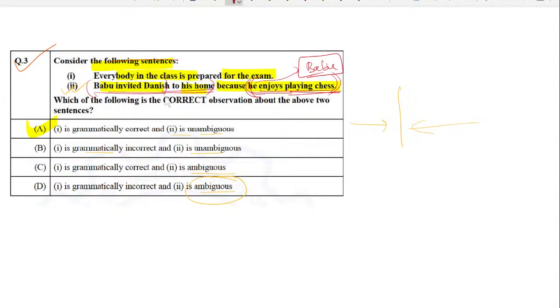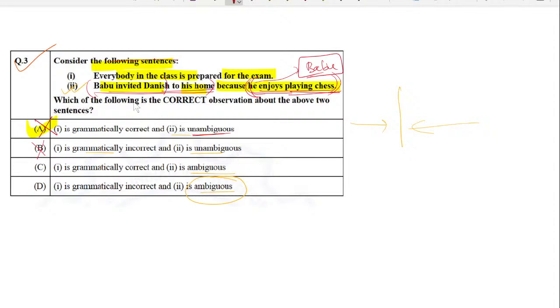Suppose Danish is his friend, but we don't know whether Danish likes to play chess or not, whether Danish can enjoy chess or not. We don't know that here. That is why these two statements carry different meanings. That's why statement 2 is ambiguous. Ambiguous means double meaning, so this sentence carries two different meanings. So statement 2 is ambiguous, which means here statement A is false and statement B is false.